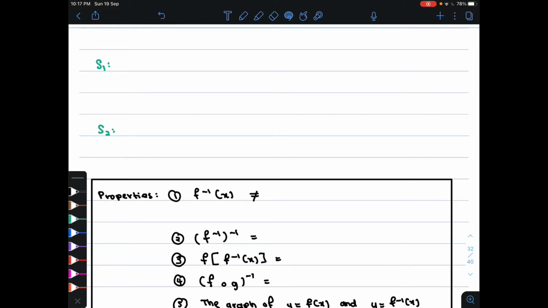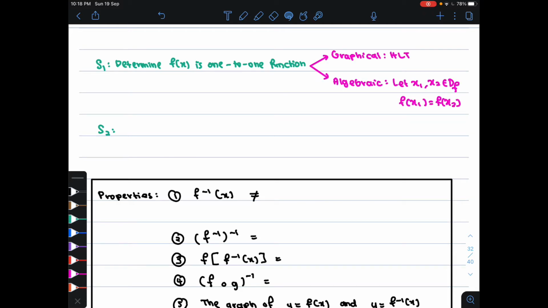For any question that is related to inverse function, jaga-jaga ya, inverse function bukannya inverse matrix, we have two steps. The first step is to determine whether fx is a one-to-one function or not. And for this step, you can use two methods. The first one is using graphical method or horizontal line test, and the other method is the algebraic method, where you let x1, x2 be an element of df, and then you find fx1, fx2, and then you need to show that x1 is equal to x2.